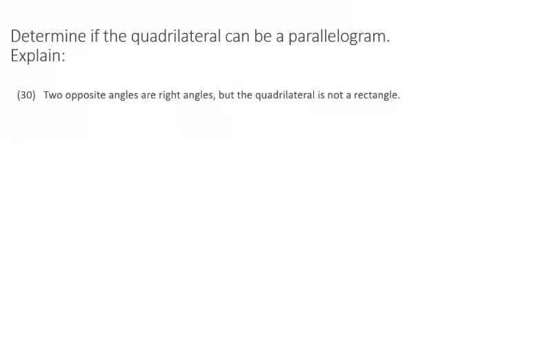All right, this is an interesting question. Determine if the quadrilateral can be a parallelogram and explain. So two opposite angles are right angles, but the quadrilateral is not a rectangle, right? So we have a quadrilateral, and let's just draw any kind of quadrilateral, and we know that two opposite angles are right angles, but the quadrilateral is not a rectangle.